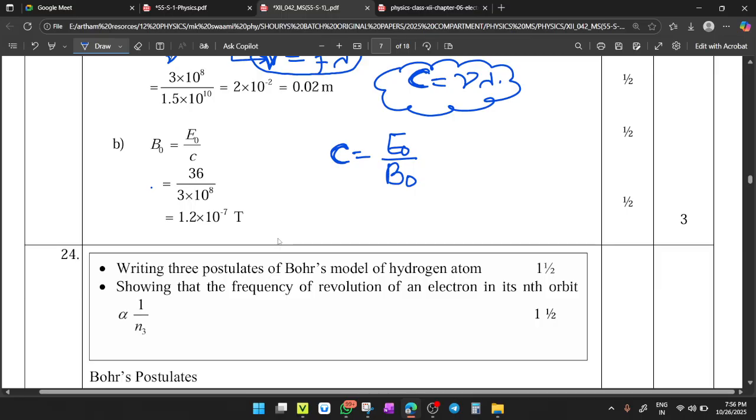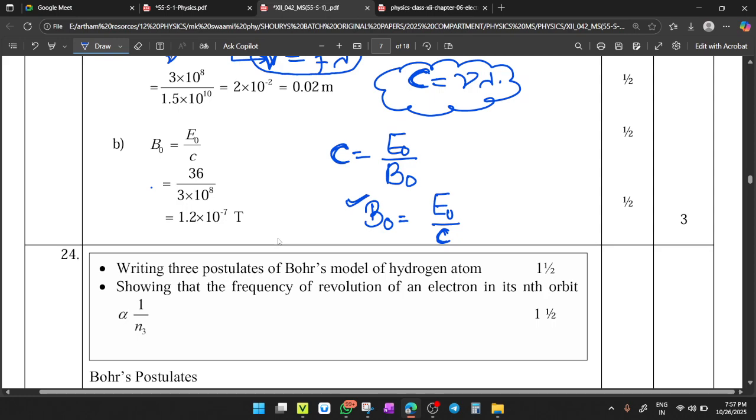C is equal to E naught upon B naught. Clear? So B naught, the peak value of the magnetic field, may be written as E naught by C. Okay, so B naught is equal to E naught by C.